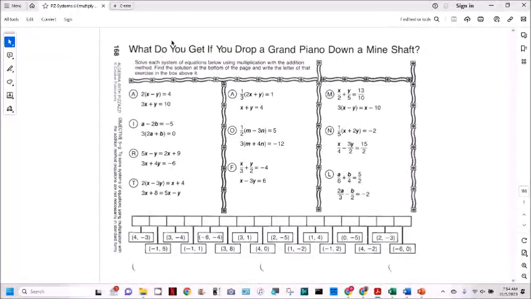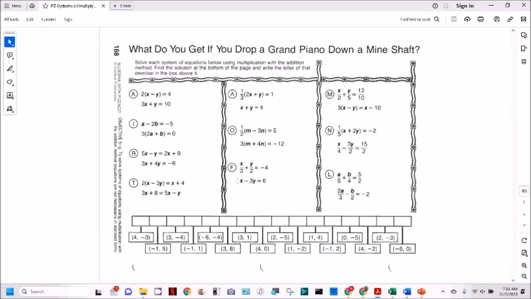The riddle is, what do you get if you drop a grand piano down a mine shaft? Probably nothing good would be my guess. We've got all these systems of equations, and they want us to solve them using multiplication and addition, so basically the elimination method. The idea is we solve these, figure out which point those correspond to, and put the letter in whichever box those points are linked to.